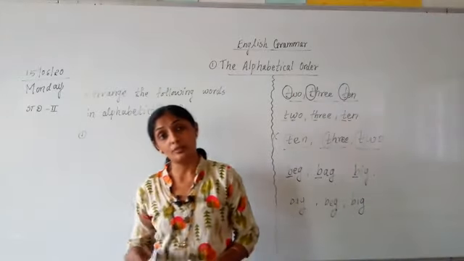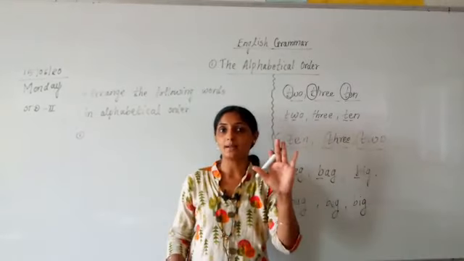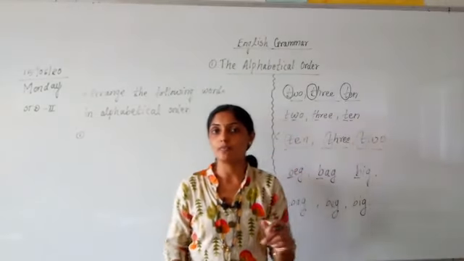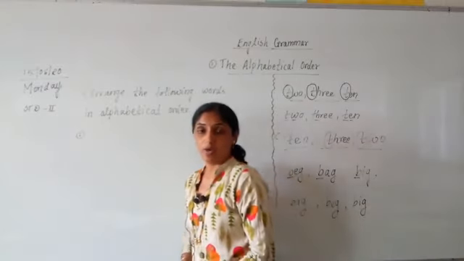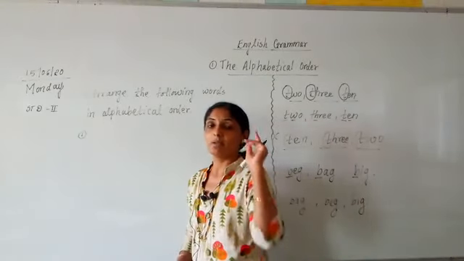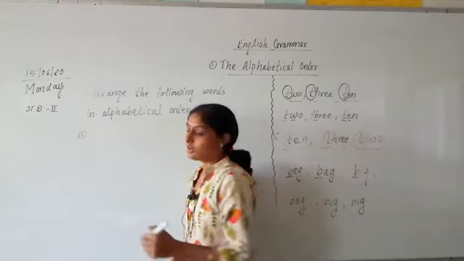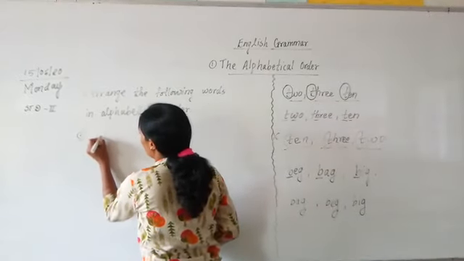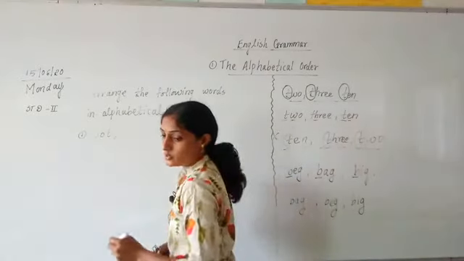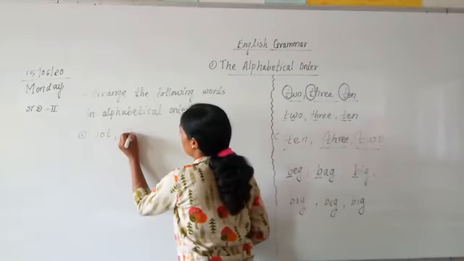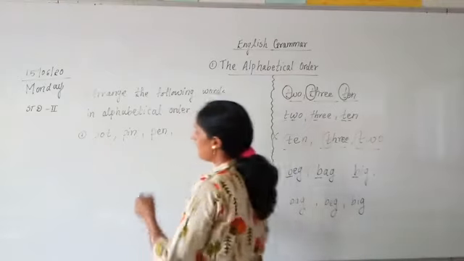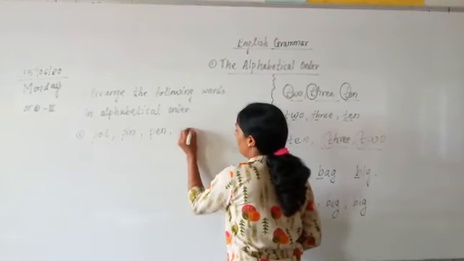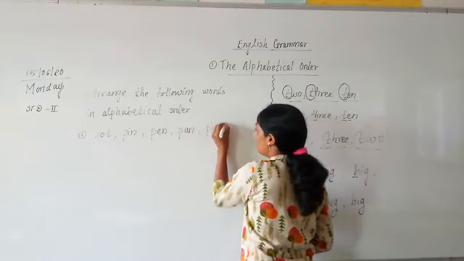In homework I am going to give you 5 examples. In today's homework you are going to get how many examples? You are going to get 5 examples of alphabetical order, and you are going to solve them at home. Now the first example is POT, pot. Next one is PIN, pin. PEN, pen. PAN, pan. And the last one is PULL, pulley.